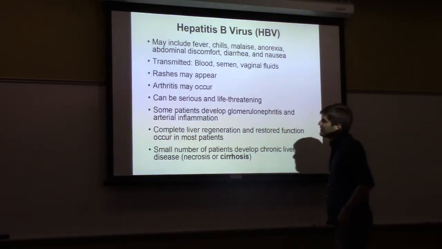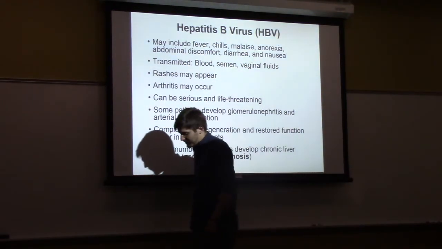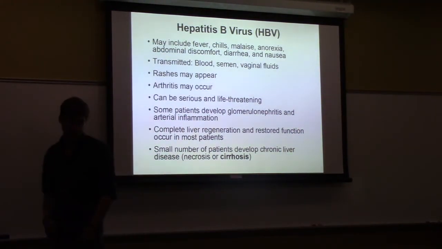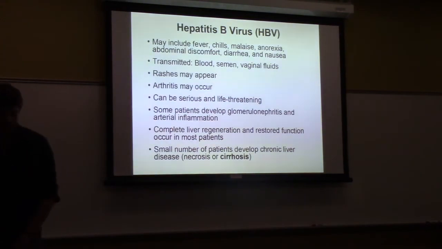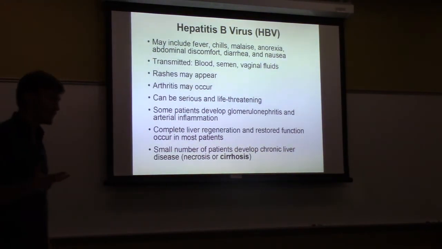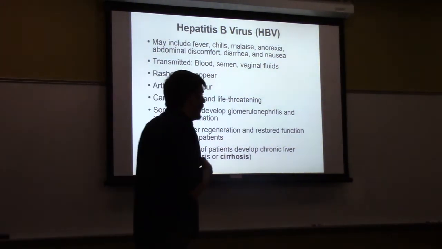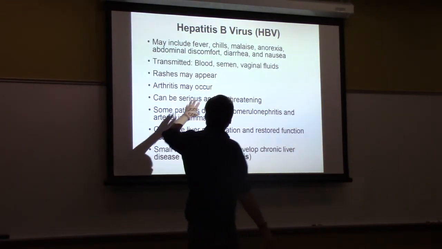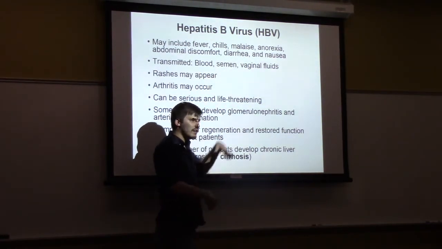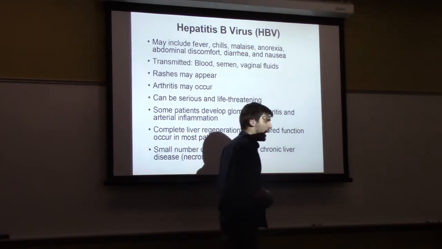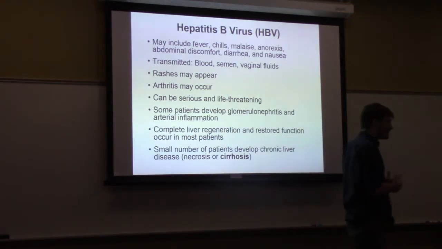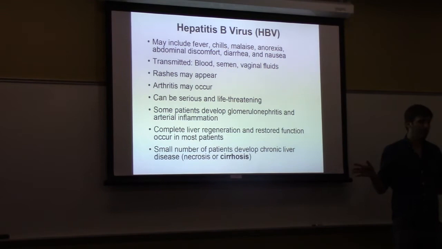Hepatitis B, HBV, is a virus that is spread through blood or contaminated bodily fluids: blood, semen, and vaginal fluids. It generally causes a flu-like illness with some diarrhea, nausea, and a swollen liver. In about 50% of cases, this will last for 2 weeks and then completely go away.